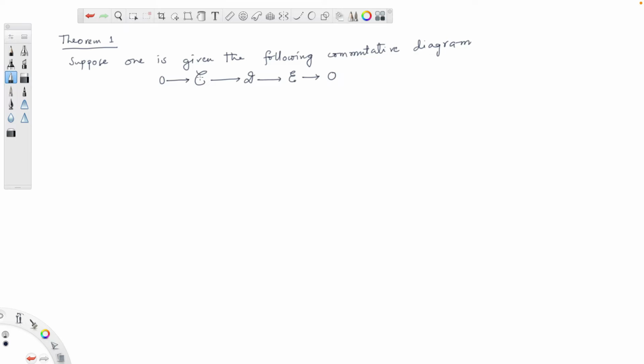So the chain map from the chain complex C to the chain complex D is phi, and the chain map from the chain complex calligraphic D to calligraphic E is psi. This is an exact sequence. And we have another exact sequence from 0 to C prime, from C prime to D prime, from D prime to E prime, and from E prime to the trivial chain complex 0.